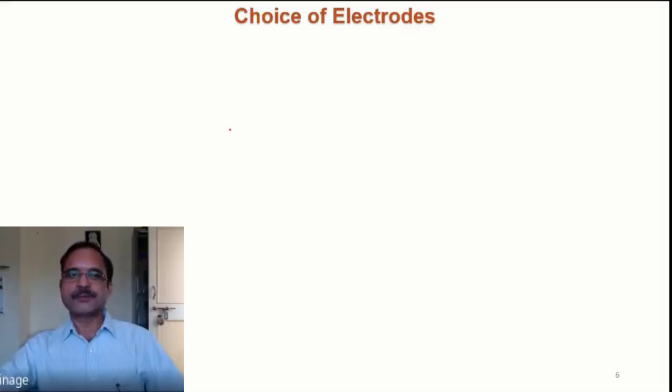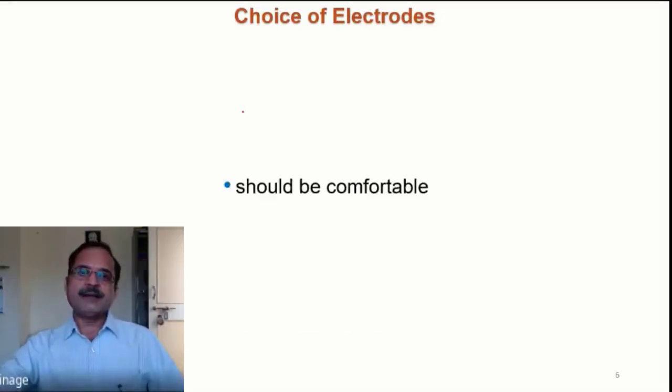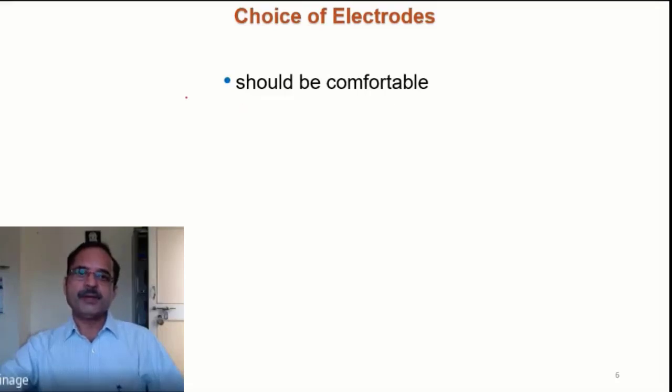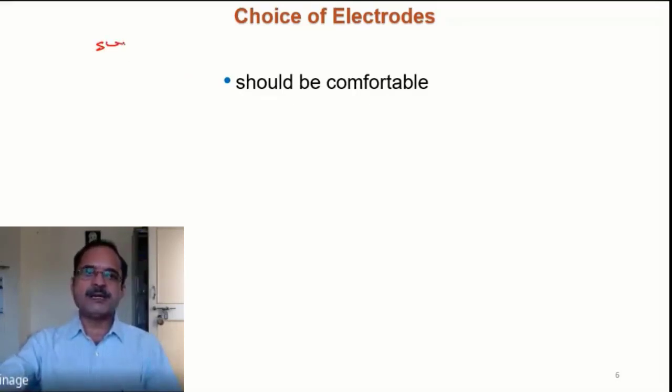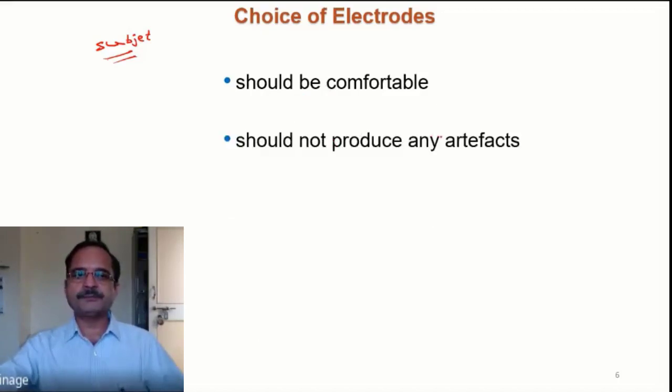Now, how to select the type of electrodes? A very important parameter is that the electrodes should be compatible, because you are placing these electrodes on the body of the subject. While carrying out these measurements, there should be some comfort level for the subject. When I say subject, that means the person or animal, anything under observation or measurement. In medical terminology, it is called the subject. So the electrodes should be compatible.